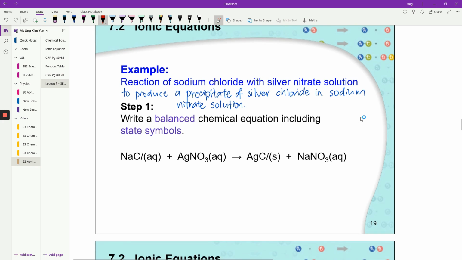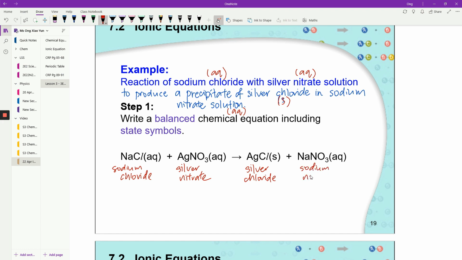Okay, so moving on. Another example I'll give you is the reaction of sodium chloride with silver nitrate solution. Okay, I have completed the question a little bit more to include the state symbols of all the products since you have not learned in detail. So precipitate means it is solid. Solution means it's aq. So the reactants that are solutions are all aq. So you write the balanced equation first. So this is sodium chloride. This is silver nitrate. This is silver chloride, which is a precipitate, and this is sodium nitrate.